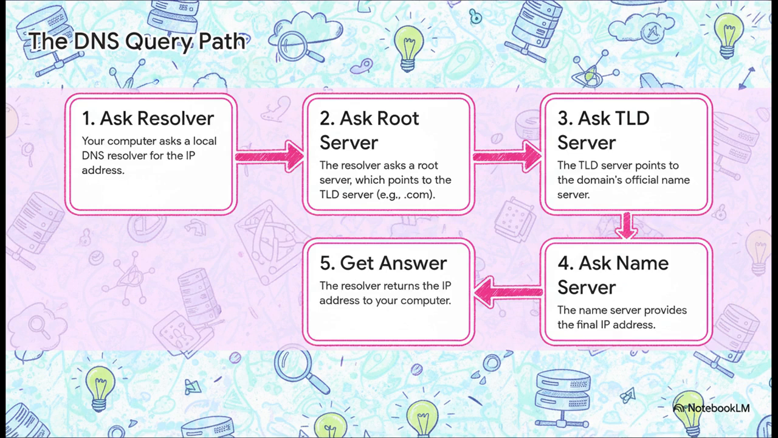Now, the resolver probably doesn't know the answer off the top of its head, so it goes to the top, to a root server. The root server says, I don't know, but I know it's a .com, so go talk to the .com server. So the resolver does that. It asks the .com server, which says, okay, I know who's in charge of that specific website, go ask their server. And finally, the resolver asks that final server, which has the actual IP address. It sends that answer all the way back down the chain to your computer. It's this beautiful little chain of referrals.